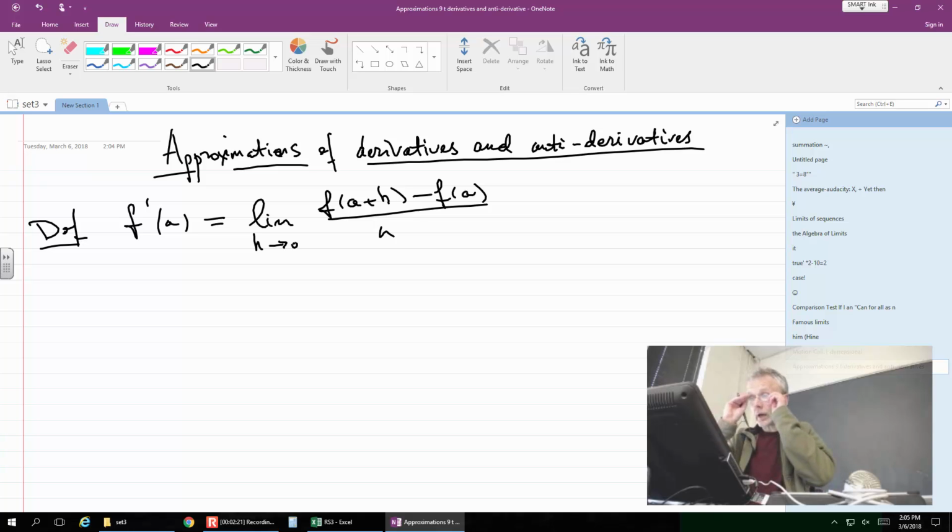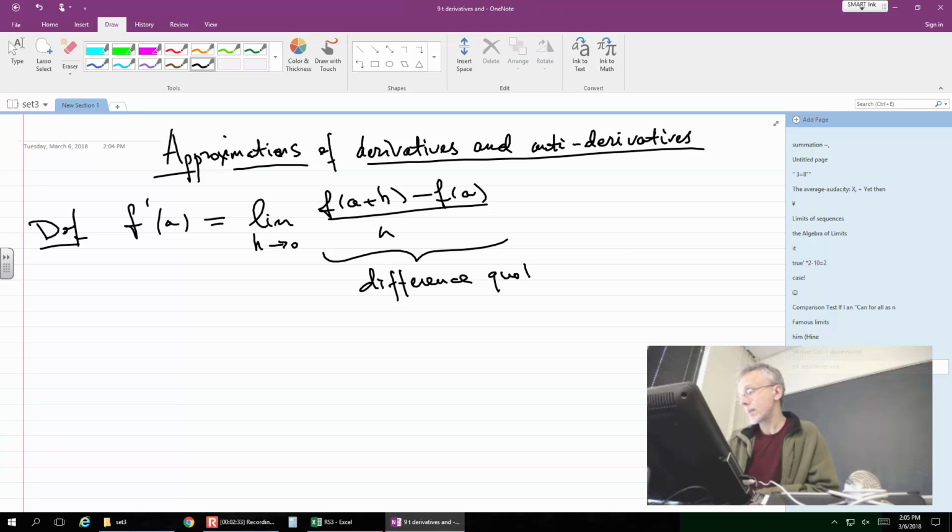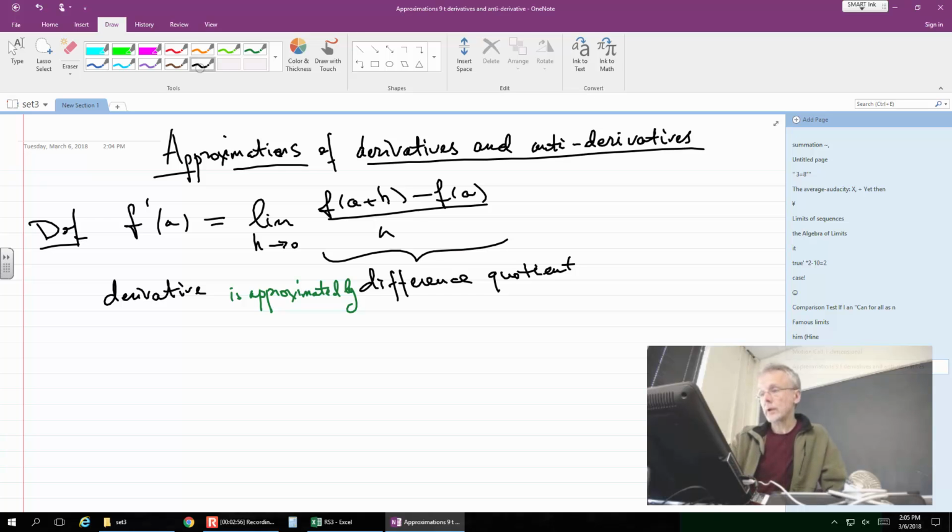Now once again, if we want to use computers, they do not take limits. So what do we do? We say that this is the difference quotient, and this is the derivative. So the derivative is the limit of the difference quotient, and the derivative is approximated by the difference quotient.